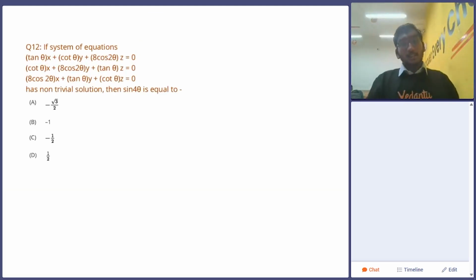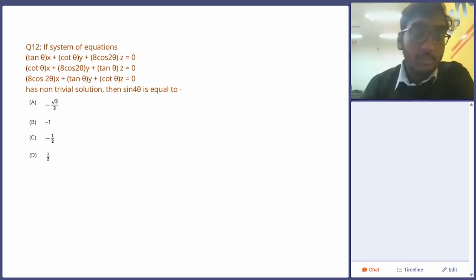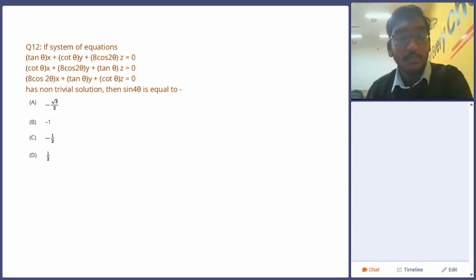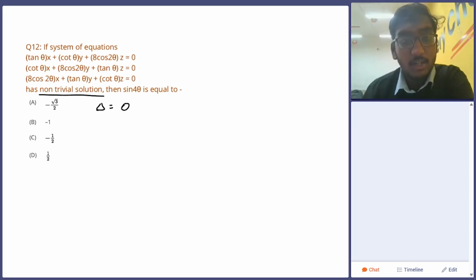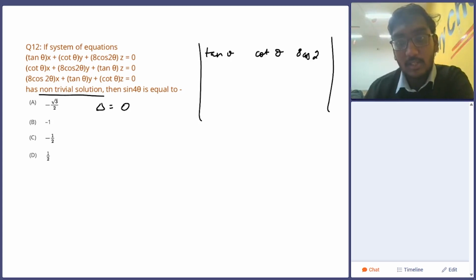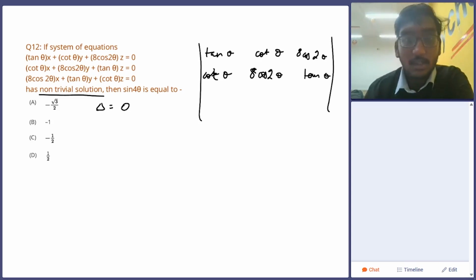In this question, they have given a system of equations, and they have said that it has a non-trivial solution. So what is the condition for non-triviality? The determinant should vanish. That means the first row will be 10x, cot x, and 8 cos 2x. The second row will be, not x, actually theta, cos theta, cot theta. The first element is cot theta, the second element is 8 cos 2 theta, and the third element is tan theta. And the last row is 8 cos 2 theta, tan theta, and cot theta.